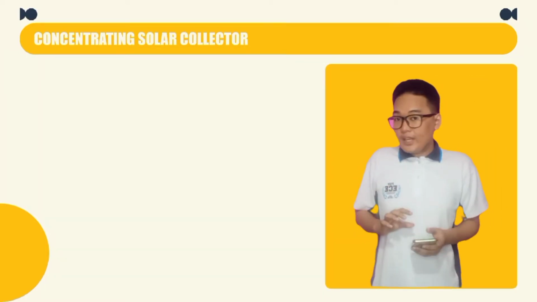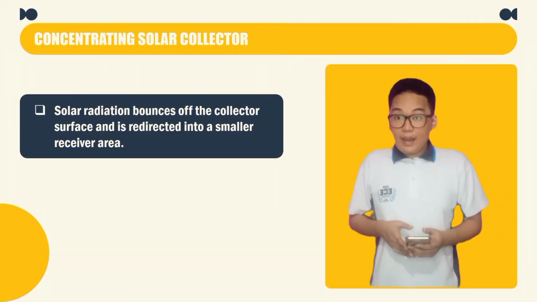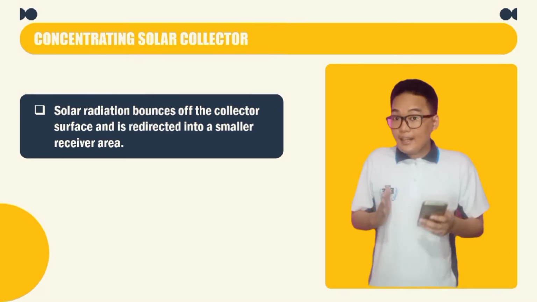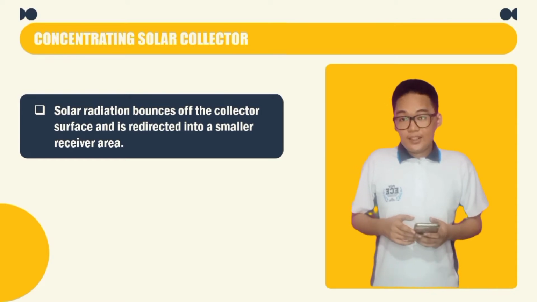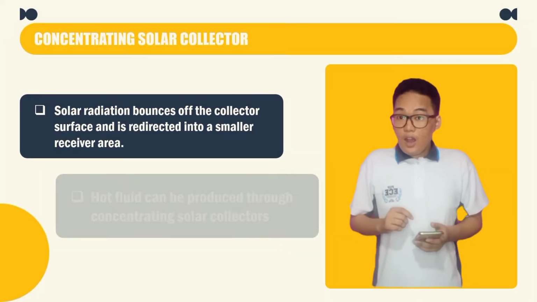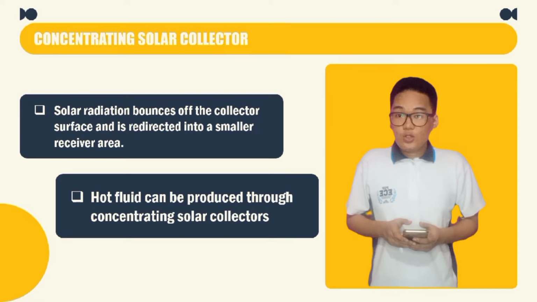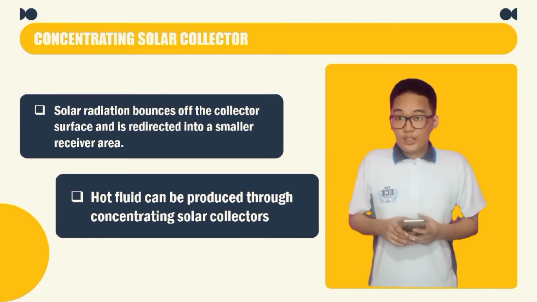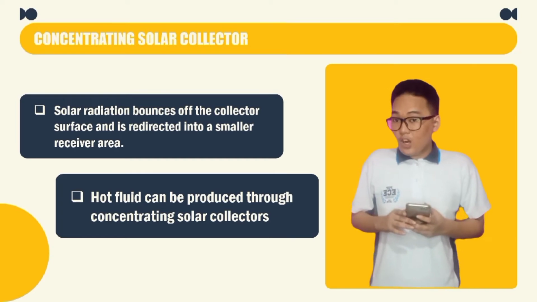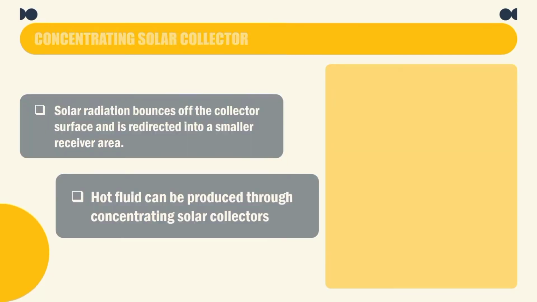Again, just to reiterate, solar radiation bounces off the collector surface and is redirected to the receiver when it comes to concentrating solar collectors. Also, hot fluid can be produced from concentrating solar collectors. Hot fluids produced from concentrating solar collectors typically hit 400 degrees Celsius.